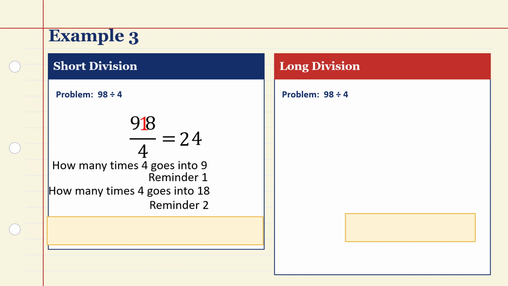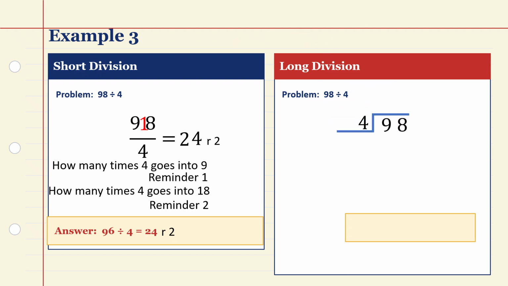That's the last thing we do. We just write the remainder in this case. So remainder 2. That means 98 divided by 4 is 24, remainder 2. Let's see how we do the same in the long division.